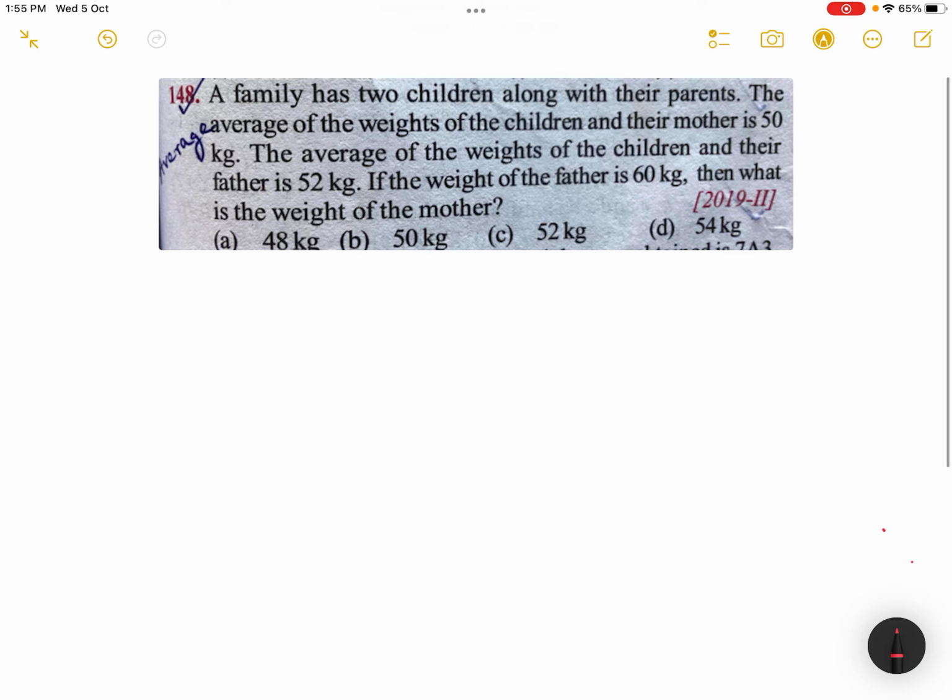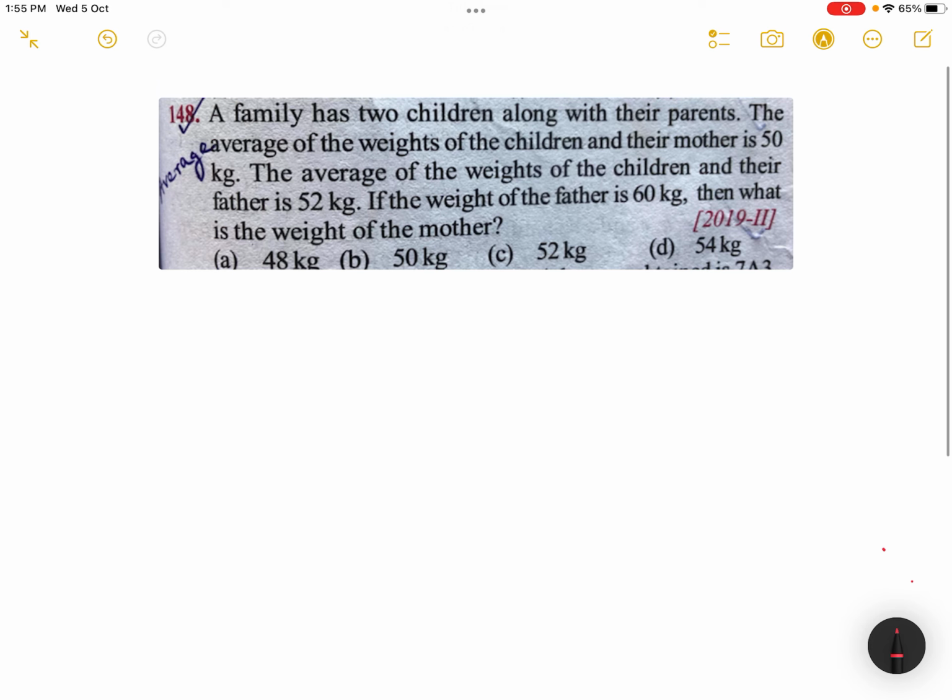A family has 2 children along with their parents. The average of the weights of the children and their mother is 50. 2 children, that's denoted by C, and their mother, the average weight is 50. So this way, the sum is 50 into 3.